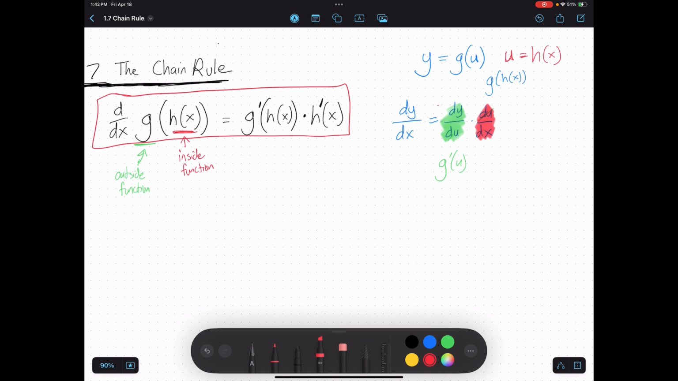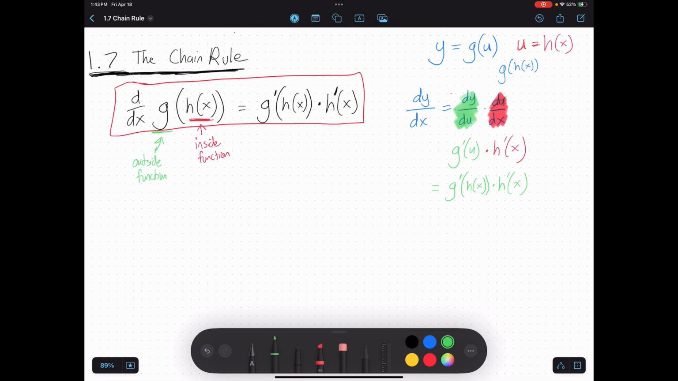How can I think about that? I can think about that as just h prime of x. And so I end up with what I have in the chain rule: if I want my derivative, I take the derivative of the outside function with u plugged in, where u is that inside function, multiplied by the derivative of my inside function. So that's where the chain rule comes from. It just comes from this simple algebraic manipulation of the Leibniz notation.